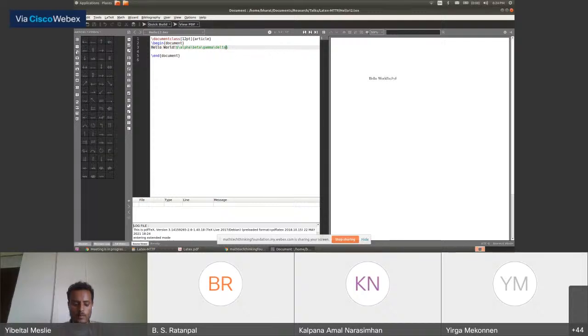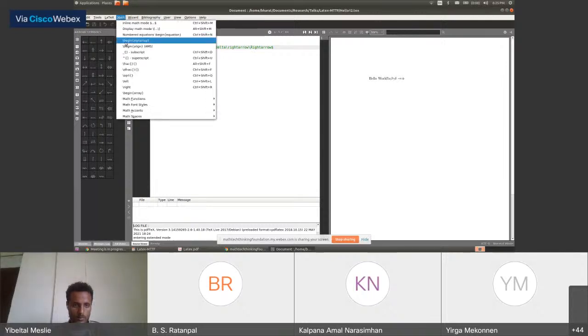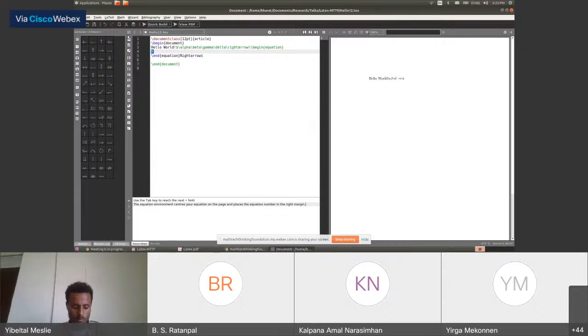In the same manner, we have different symbols: left arrow, up arrow, right arrow, and does not imply. You can directly use it from here, and there are other symbols also in math. If I say begin equation, the equation will begin. So here it is written slash begin equation and slash end equation.